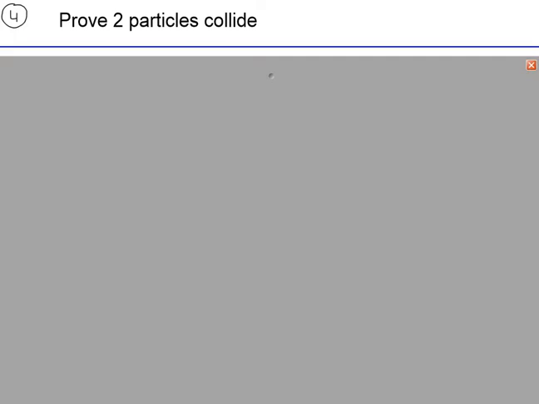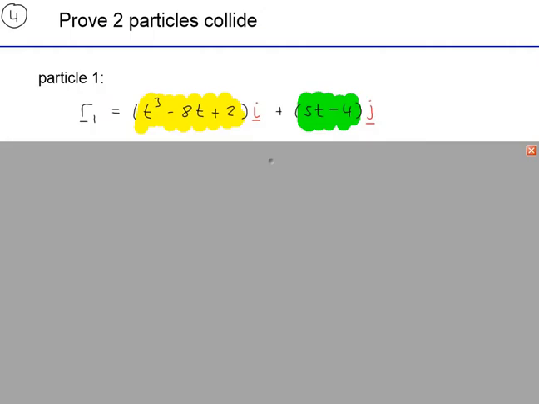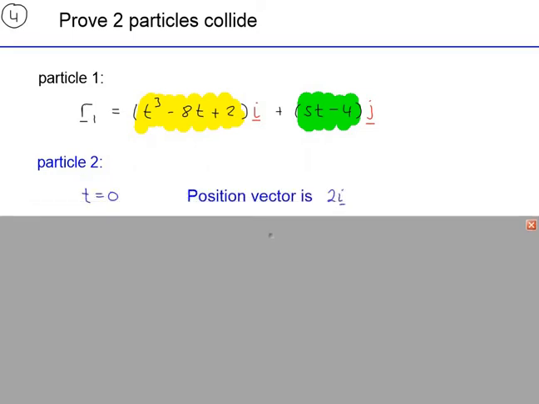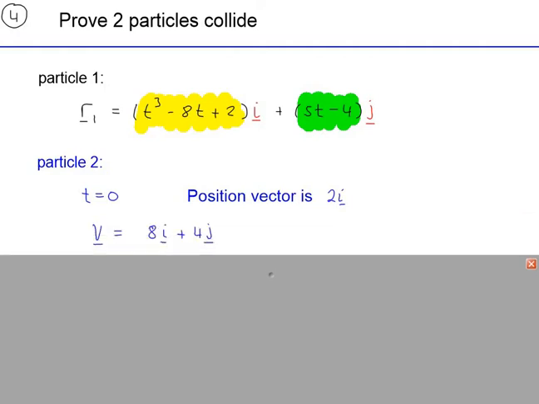Hence they collide. So here's particle 1, and we're given its position vector. And you can see it's a function of time. We're not given the position vector for particle 2, but we can work it out though. Its initial position, 2i meters at t equals 0. We're given its velocity, and we can see it's not a function of time, so it's a constant, which means acceleration for particle 2 is 0.